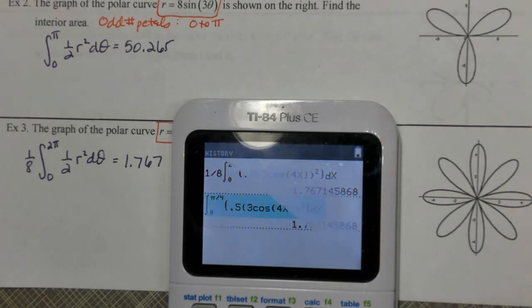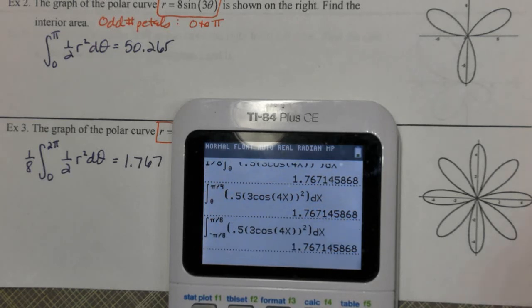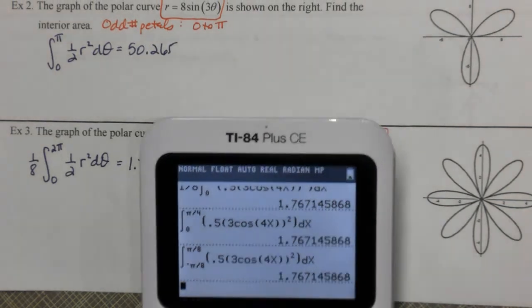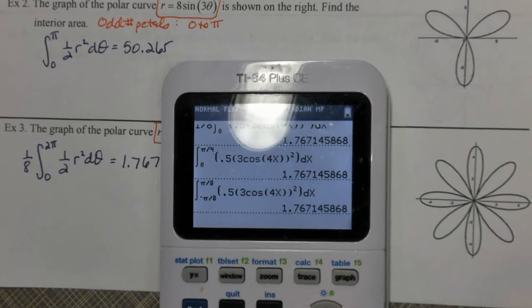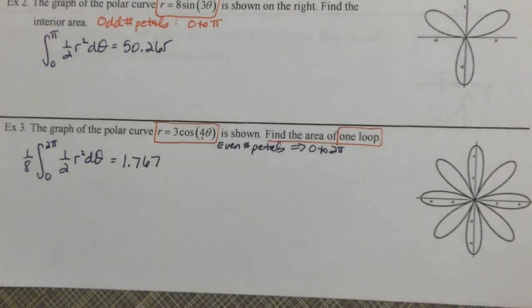Or we could have done negative pi over 8 to pi over 8. So as long as those theta values differ by pi over 4, our answer will be correct. And I will tell you that if this was a which-integral-gives-the-area question, that very well might be the one that they use. Okay, and I'll show you why.